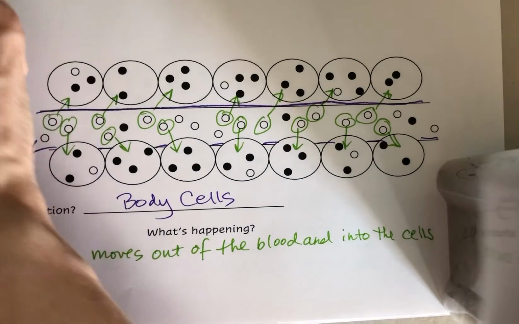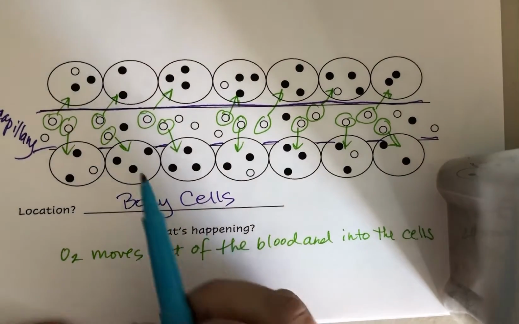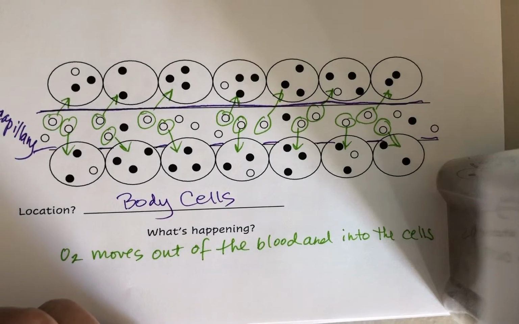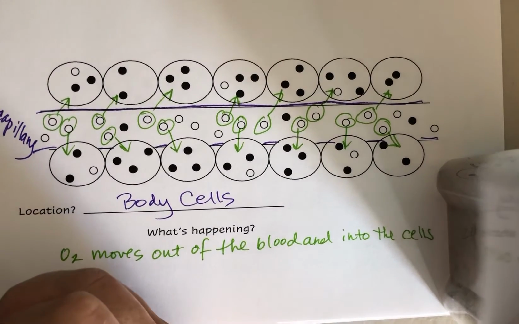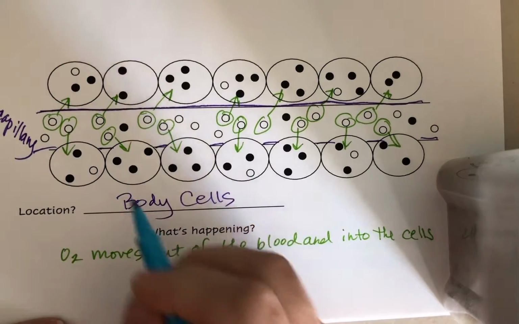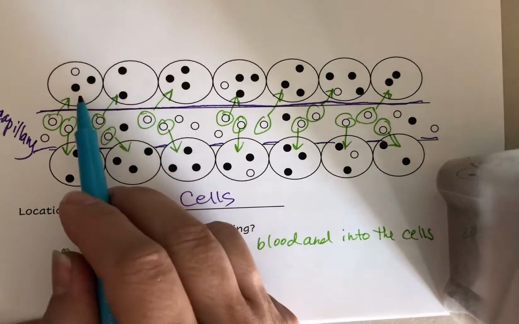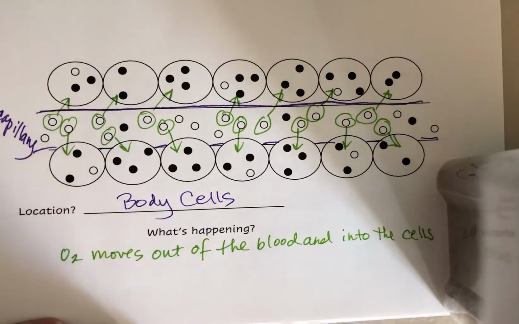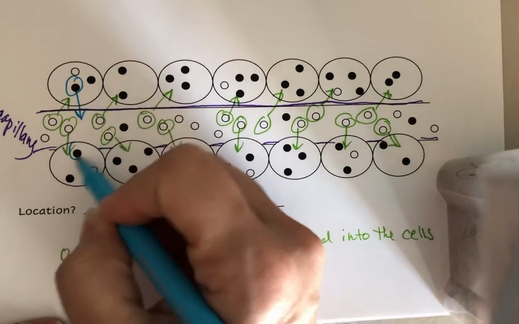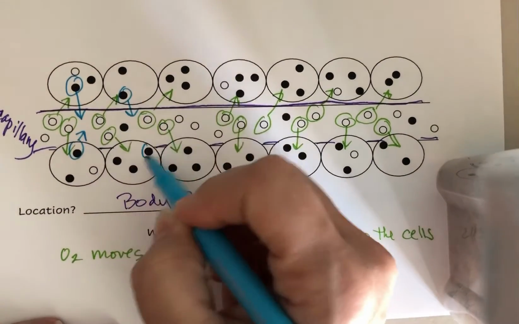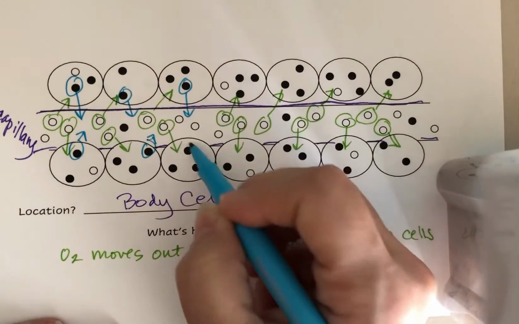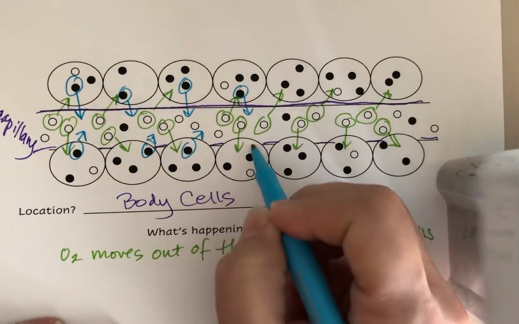Okay, and then we take a look at carbon dioxide. These cells have been busy producing carbon dioxide, which is the waste product produced when they do cellular respiration. So they're full of carbon dioxide and we need to get rid of it. So there's more carbon dioxide in the cells, less in the blood. So we're simply going to do the same diffusion process where we move from greater to lesser quantity here.